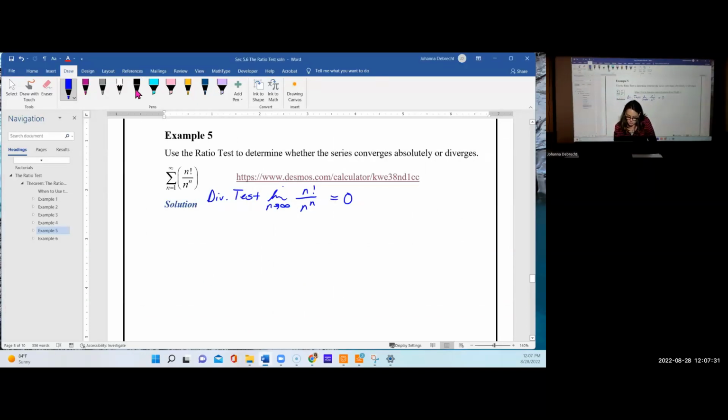So now we're going to do the ratio test. We're looking for rho, which is the limit as n goes to infinity of the absolute value of a sub n plus 1 over a sub n. This time I want you to pause the video, go ahead and see if you can simplify this one and get the result on your own, then turn the video back on and compare your answer to mine.